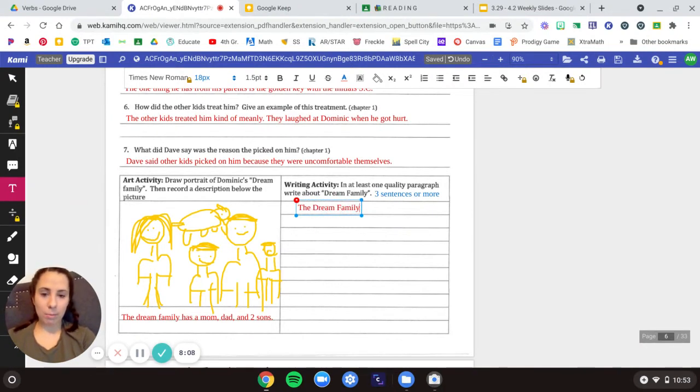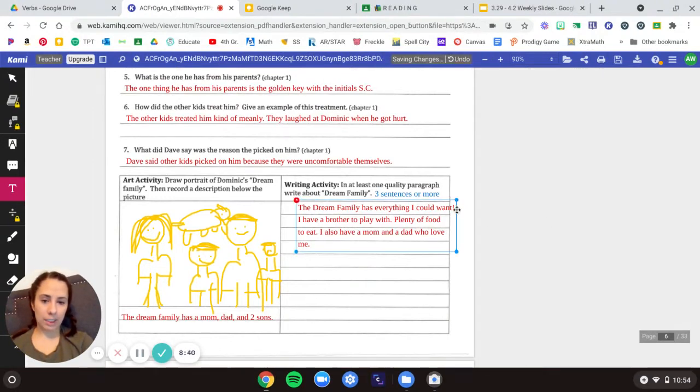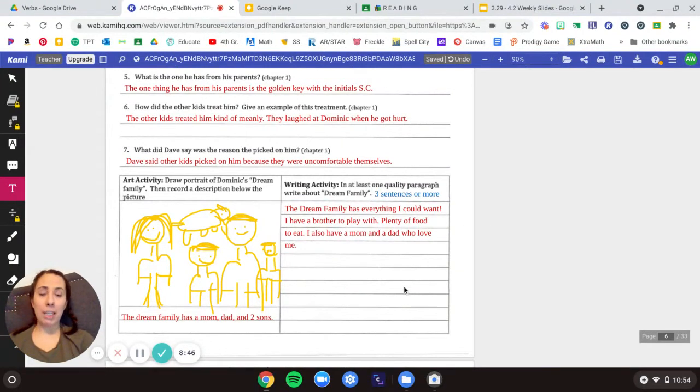The dream family has everything I could want. I have a brother to play with, plenty of food to eat. I also have a mom and a dad who love me. So I have at least 3 sentences about the dream family. Right? What Dominic is thinking, I'm imagining I'm him. All right, so that was our homework.